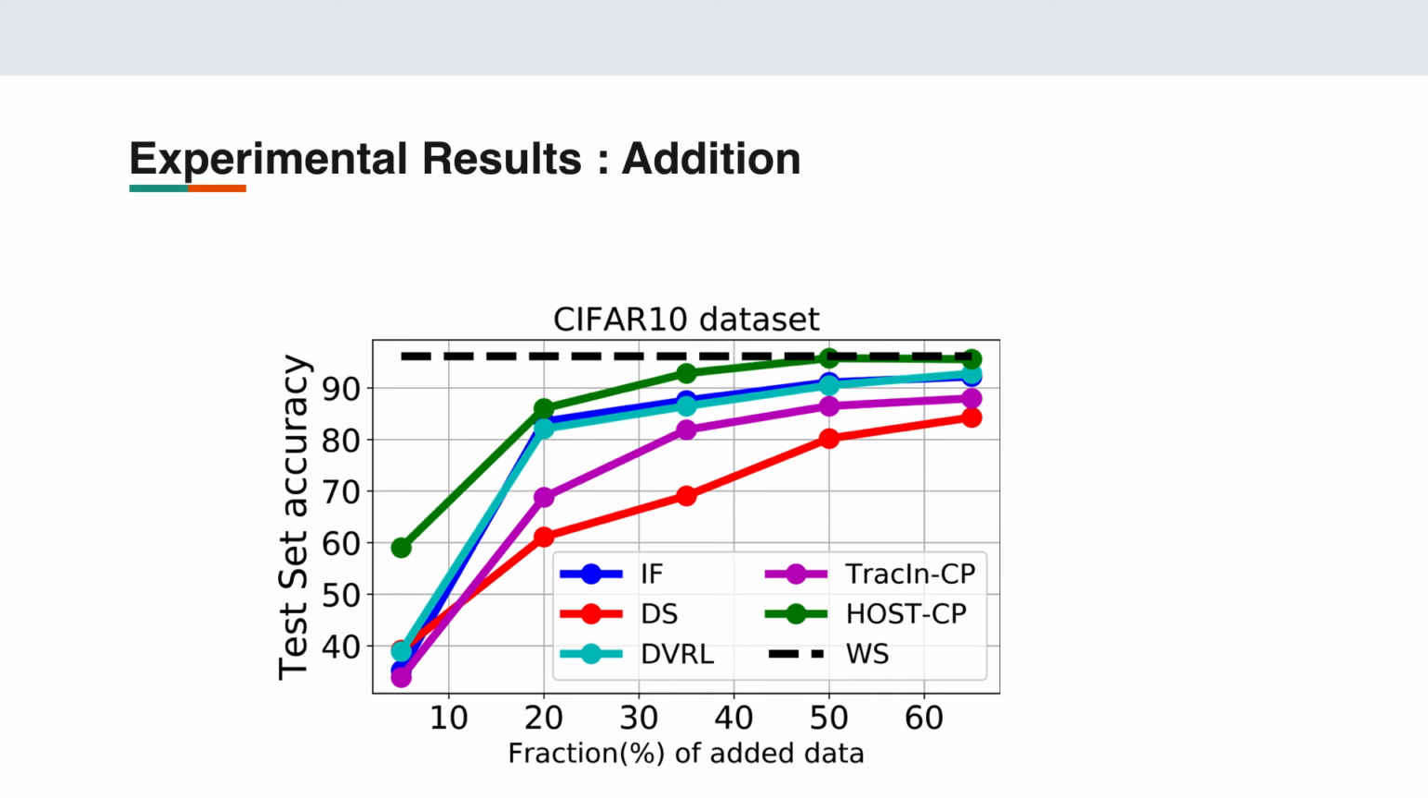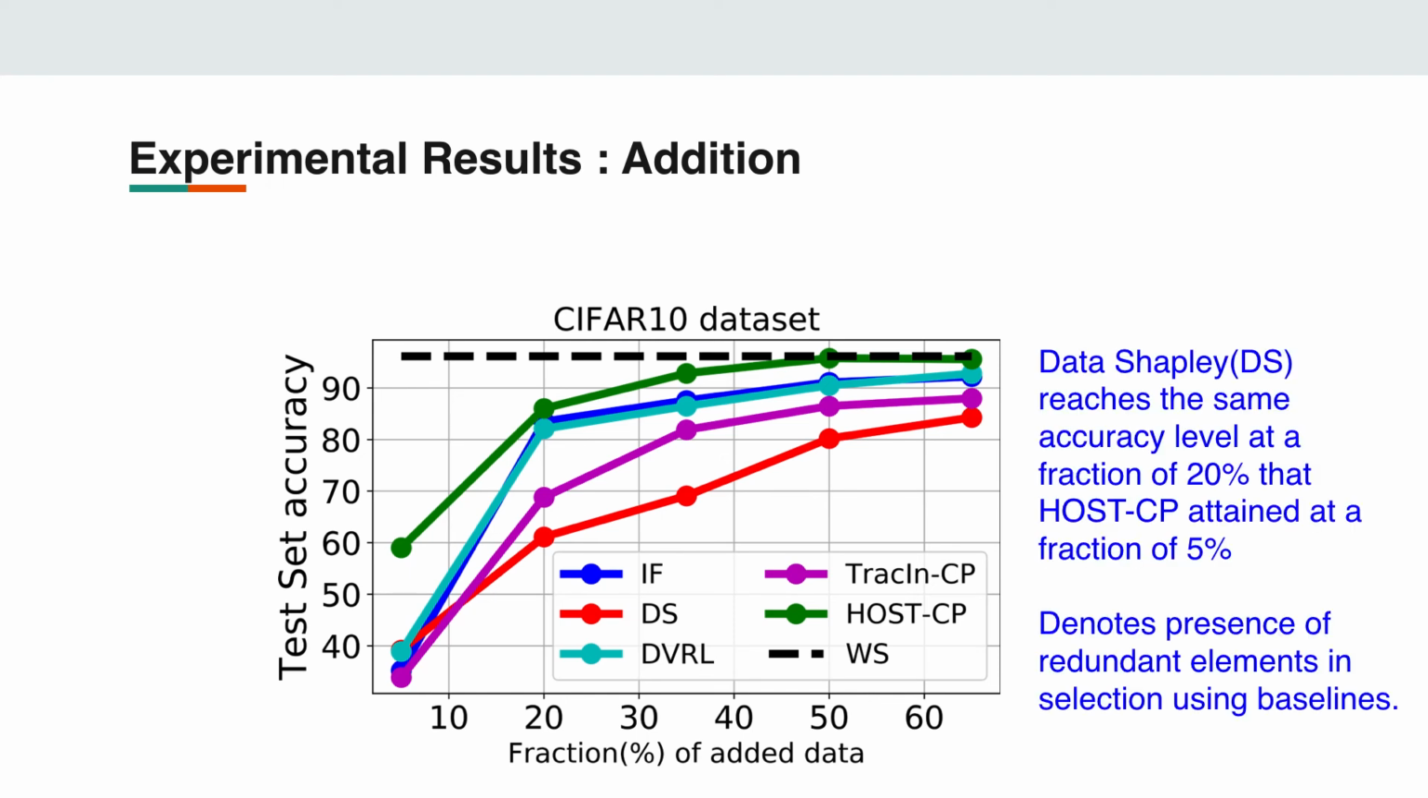We see that with increasing fraction of selected instances, the test set accuracy keeps increasing and is also higher than the other baselines. The accuracy reaches close to that of the whole set at a fraction of 50%. An interesting observation is that one of the baseline methods, Data Shapley, indicated by DS here, reaches the same accuracy level at a fraction of 20% that HOST-CP attained at a fraction of 5%. This denotes the presence of redundant elements in the baseline selections.